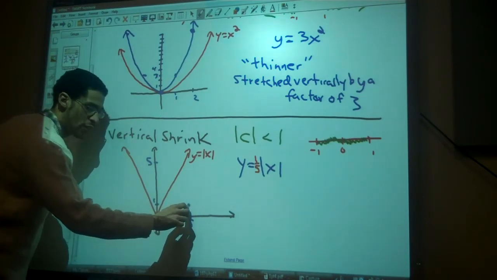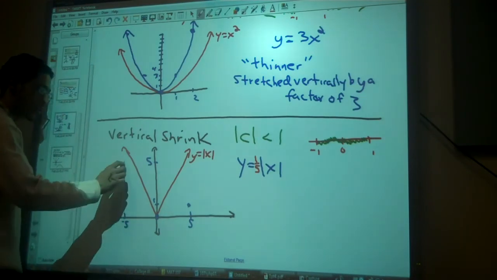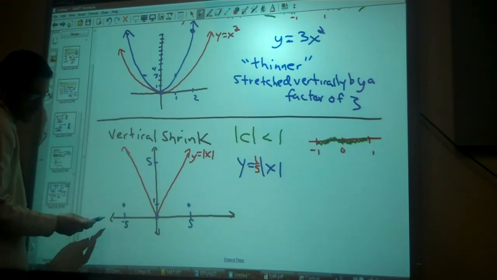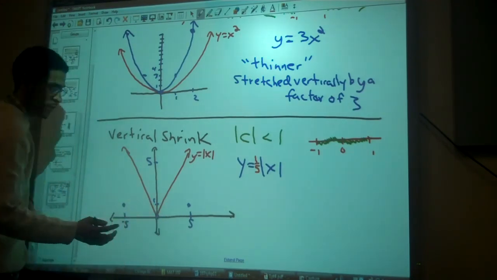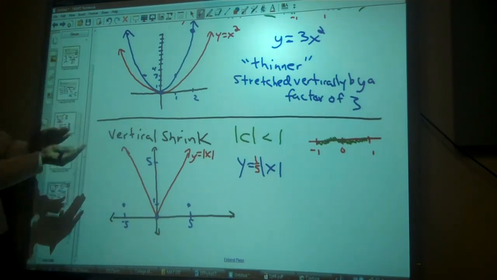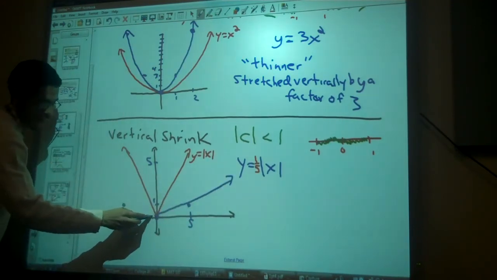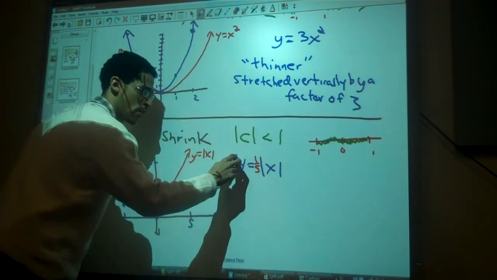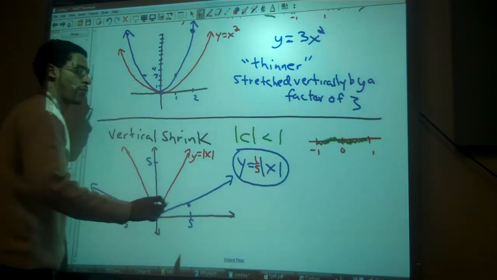Because you're multiplied by 1/5. If you're at negative 5, when you used to be up at 5, now you're at 1. And so what you've done to the graph is you have compressed it in the y direction. You've done a vertical shrink, like an accordion. You've shrunken it. And that's the new graph. It's now wider than it was before.